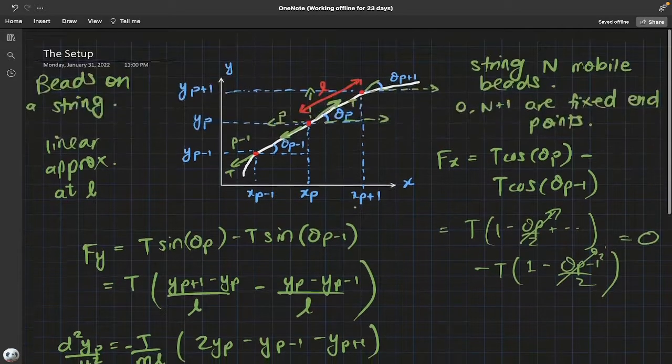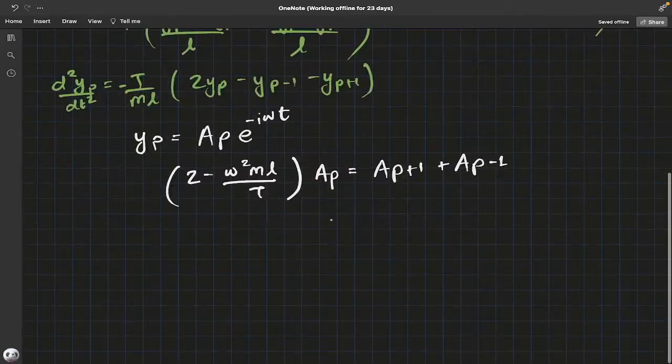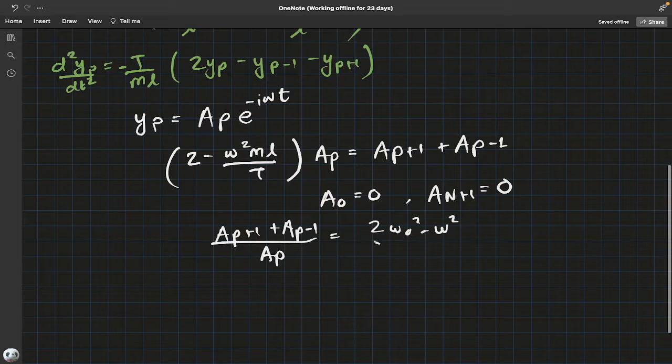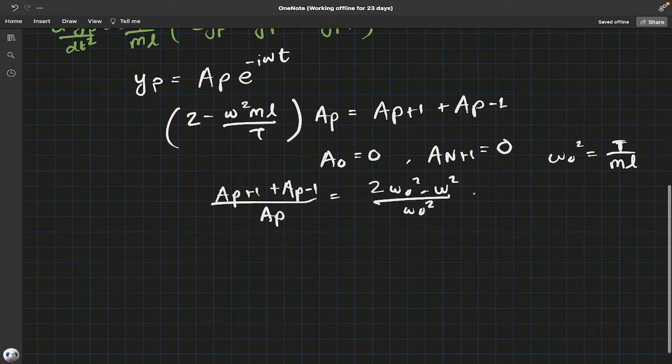Now we need to impose the boundary conditions that the zeroth bead and the N plus first bead are fixed points, which means the amplitude of the zeroth bead is 0. The amplitude of the N plus first bead is 0. Okay, we have a sub p plus 1 plus a sub p minus 1 divided by a_p equals 2 times omega naught squared minus omega squared divided by omega naught squared, where I'm defining the natural frequency omega naught squared to be T over mL. This is just some convenience. Okay, fair enough. Notice one thing, this is independent of p.